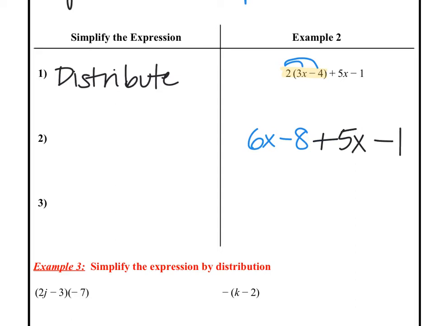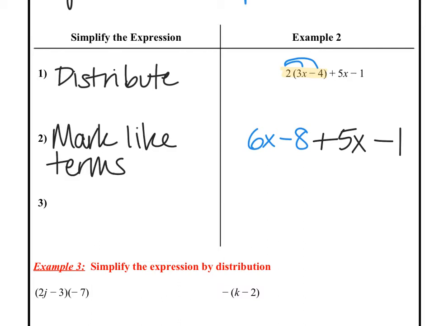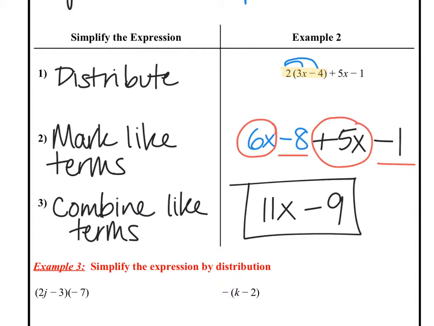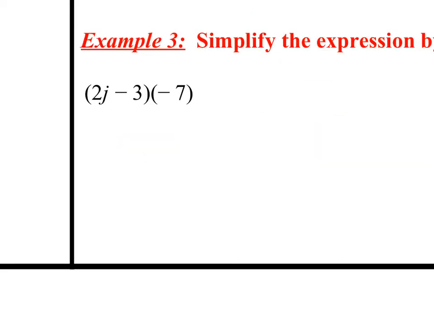Step 2, we're going to mark our like terms since we're about to combine them. My like terms here, 6x is a like term to positive 5x, and -8 is a like term to -1. Last step, we'll go ahead and combine our like terms. 6x plus 5x is 11x. -8 minus 1 is -9. You're done.